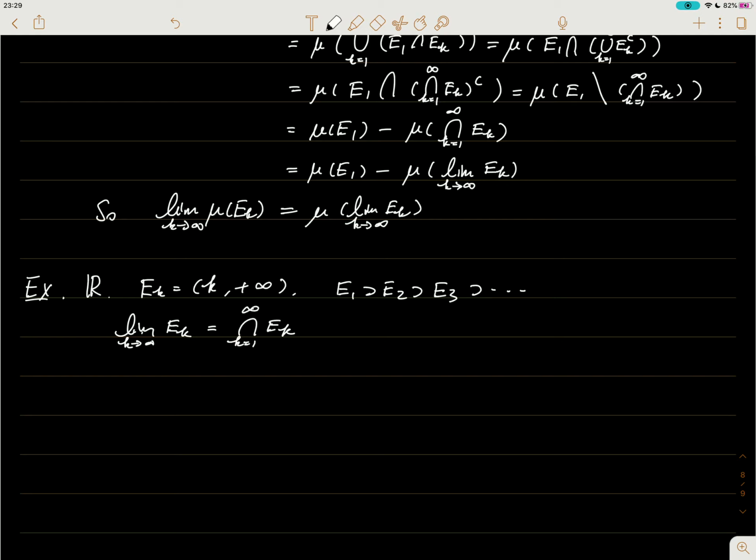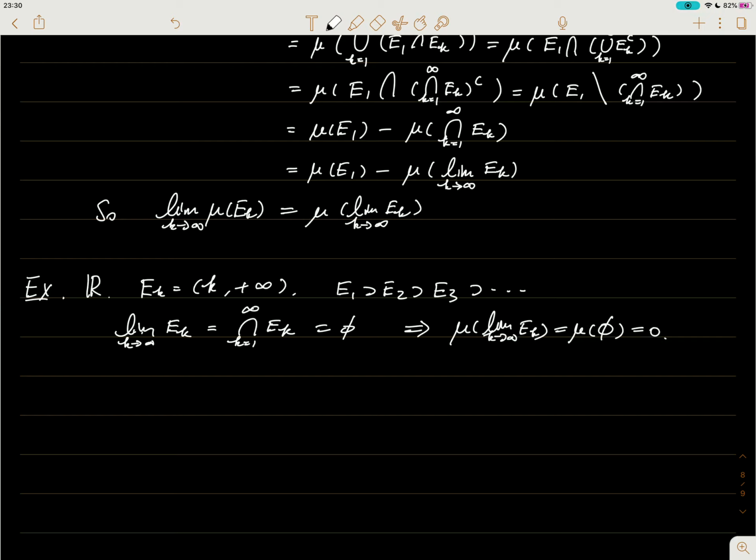But as you can see, the intersection of those intervals will be just empty. It will not include anything, right? Because it doesn't matter how large this number is, for k large enough, k larger than this number will not be in E_k anymore. So it will not be inside the intersection of all those E_k. So this means that the measure of the limit will be equal to the measure of the empty set, which is 0.